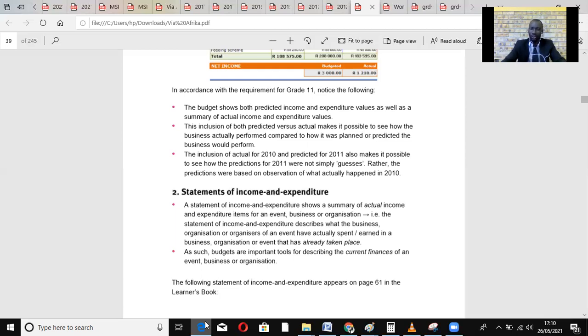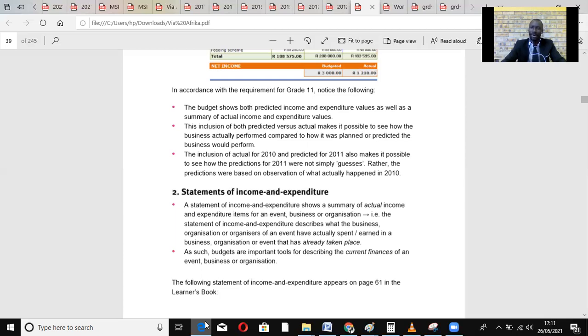That kind of decision that comes from the summary of the statements of income and expenditure is very important because then we get the direction of the business. If we have made a loss, then we need to see how to cut costs in the future, if it is possible, or how to increase production so that we can sell more. So the statement of income and expenditure will help provide a summary of what has actually happened.